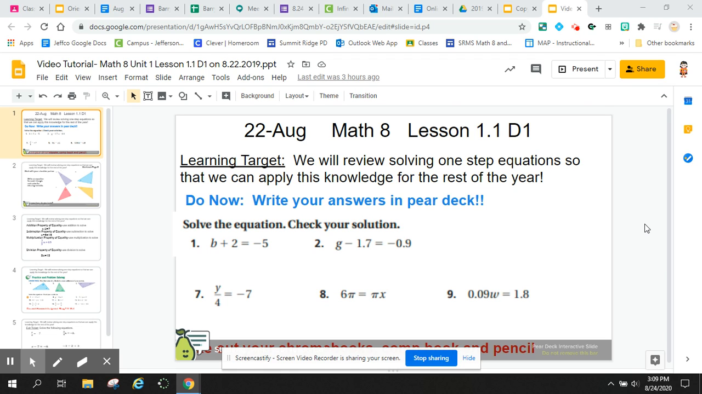Hi, you guys. I'd like to take you through a typical slideshow that you will be getting throughout the school year and just kind of explain what each slide represents so that it's easy to follow.